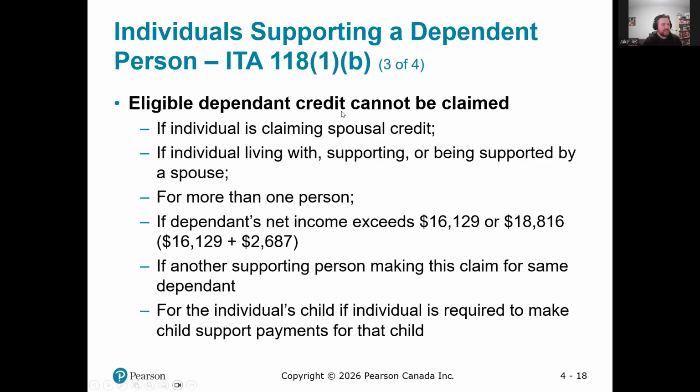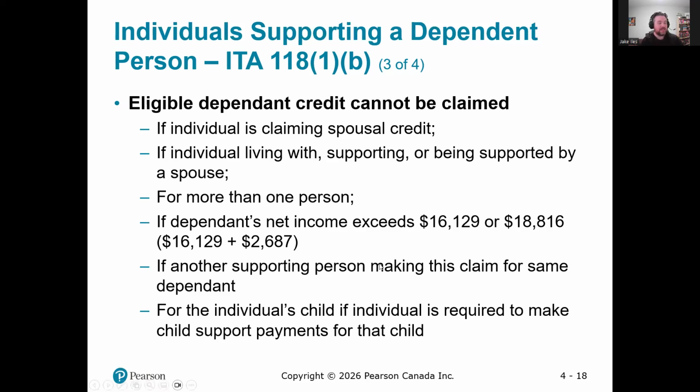So an eligible dependent cannot be claimed if you're claiming the spousal credit, if the individual is living with, supported, or being supported by a spouse. So I'm not going to get an eligible dependent because my spouse is still there. I can't claim it for more than one person. And I also can't claim it if the dependent's net income exceeds either 16,000 or 18,816. That's if they include both the basic personal amount and the caregiver. The reason you can't claim it in this situation is because the dependent's using the credits. They have income, so those credits are being used up. They can't transfer what they don't have.